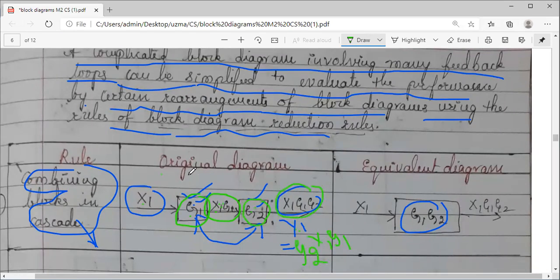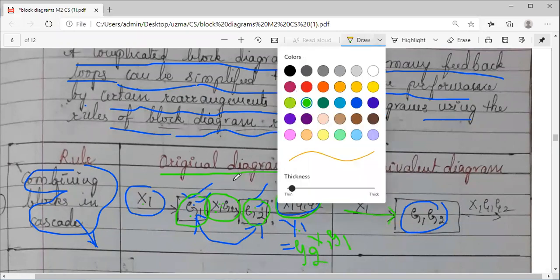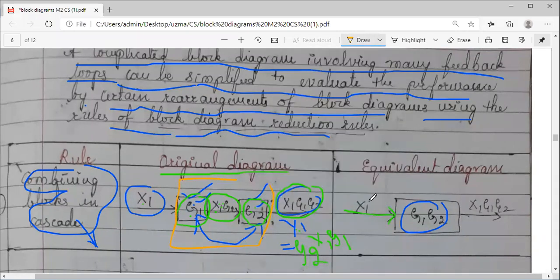This is your original diagram, which may be present in your given block diagram. If this is the case, how can you reduce it? This is your input. This complete block, which has two different gains, you can replace with a single block and fill it with g1 into g2. This is your overall gain. If it is a series connection, multiply.